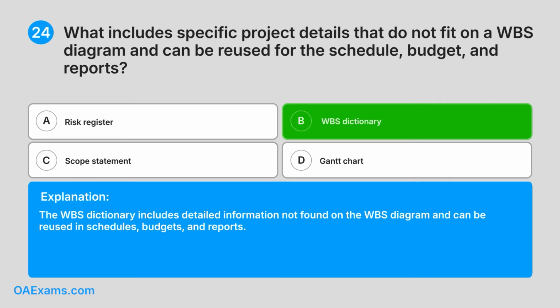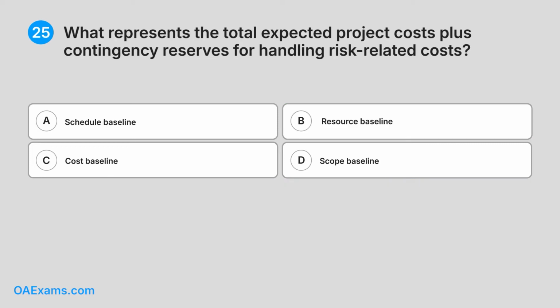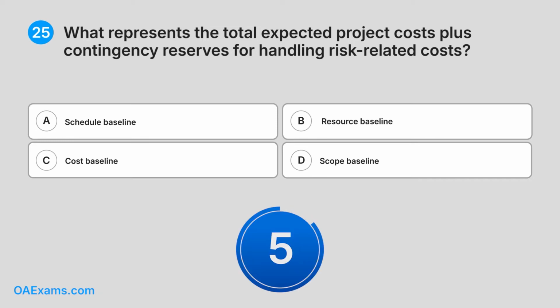25. What represents the total expected project costs plus contingency reserves for handling risk-related costs? A. Schedule baseline. B. Resource baseline. C. Cost baseline. D. Scope baseline. What do you think is the answer?